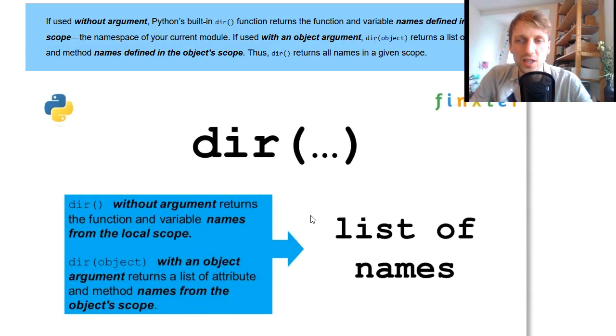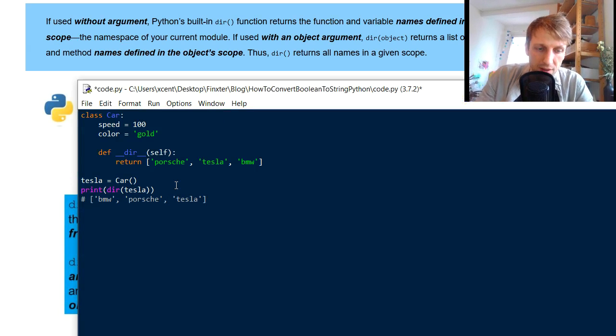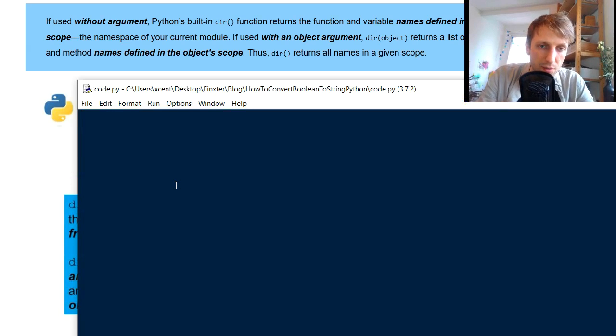So the dir function, real quick, is a function to return a list of all names defined in a certain scope. So what does it mean and how do you need it? Let's dive right into a practical example. Open a Python shell and put in some code.